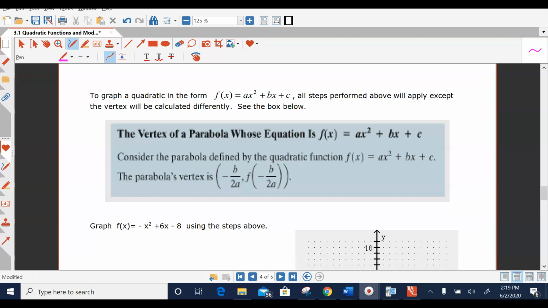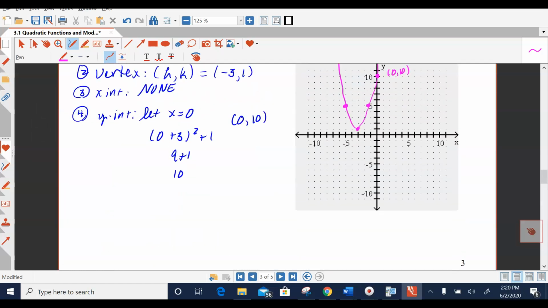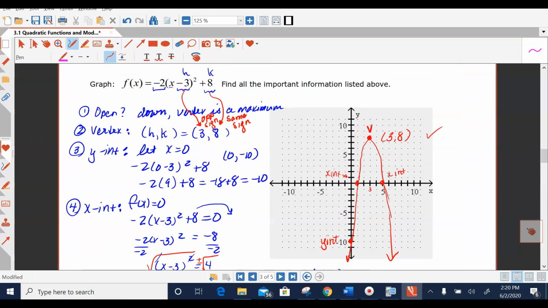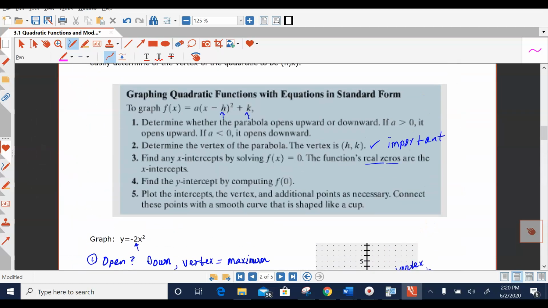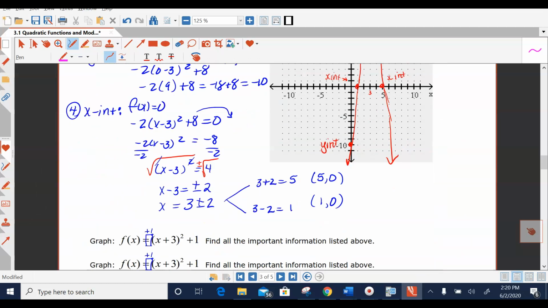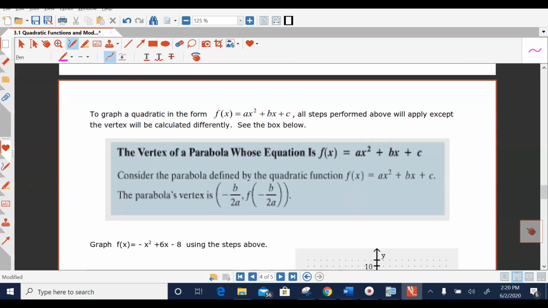So now for this third video in section 3.1, we are going to look at working with these quadratics in a different form. So let's just back up a second. We just worked on graphing quadratics that were in the, I'll call it the HK format, where you could pick up your H and pick up your K for your vertex. So we just worked on some of those. So now let's work on quadratics that are in this other format, the ax squared plus bx plus c format.